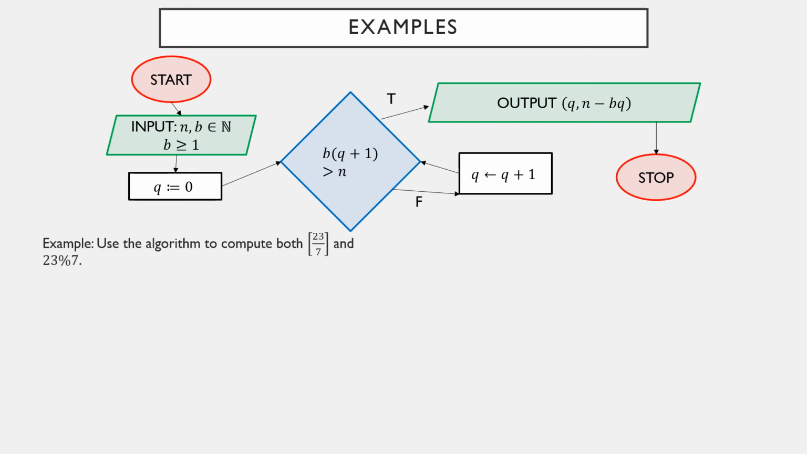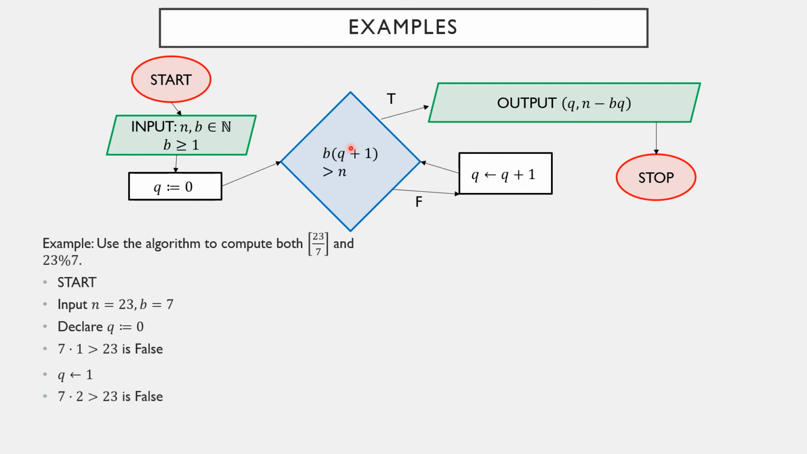Compute both the quotient 23 over 7 and the remainder of 23 divided by 7. Well, we start at our start node. We input n is 23, b is 7, which does satisfy our requirements that n is a natural number and b is bigger than or equal to 1. We start off by declaring q is 0, and now we move to our first decision. b is 7, q plus 1 is 1. Is 7 times 1 bigger than 23? No. Therefore, I increase the value of q by 1, so now q is equal to 1.